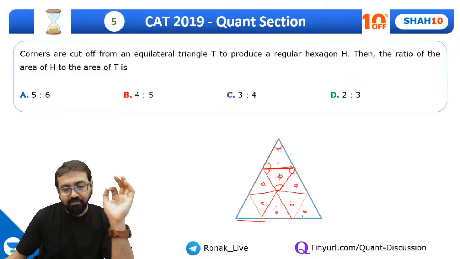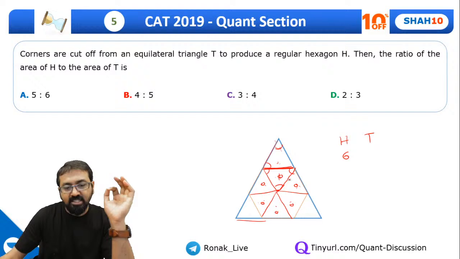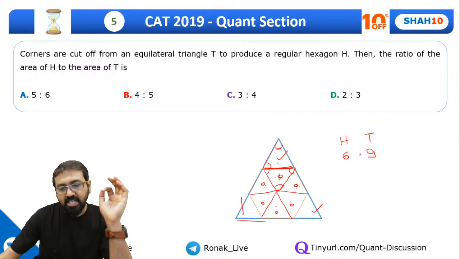Can you see that? Now suppose the area of these 6 triangles is 6. So hexagon area is 6. So what will be the triangle area? Can I say in these 6, you need to add this one and this one. So triangle area should be 9. So the ratio is 6:9, that is 2:3. Option D.